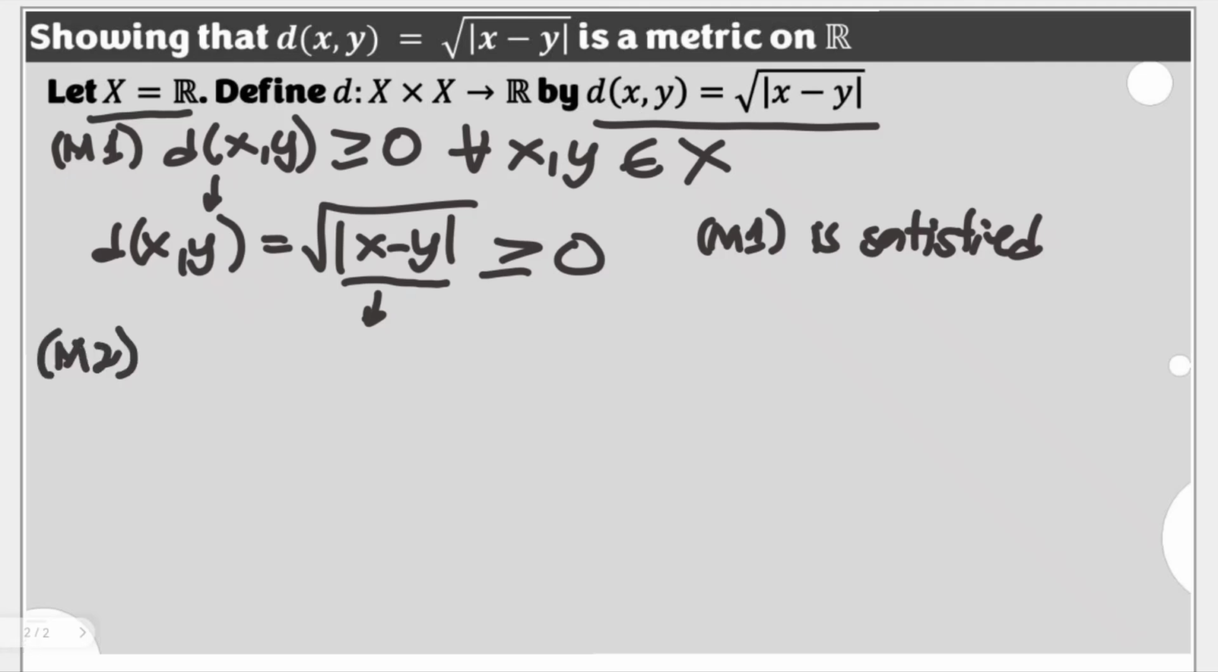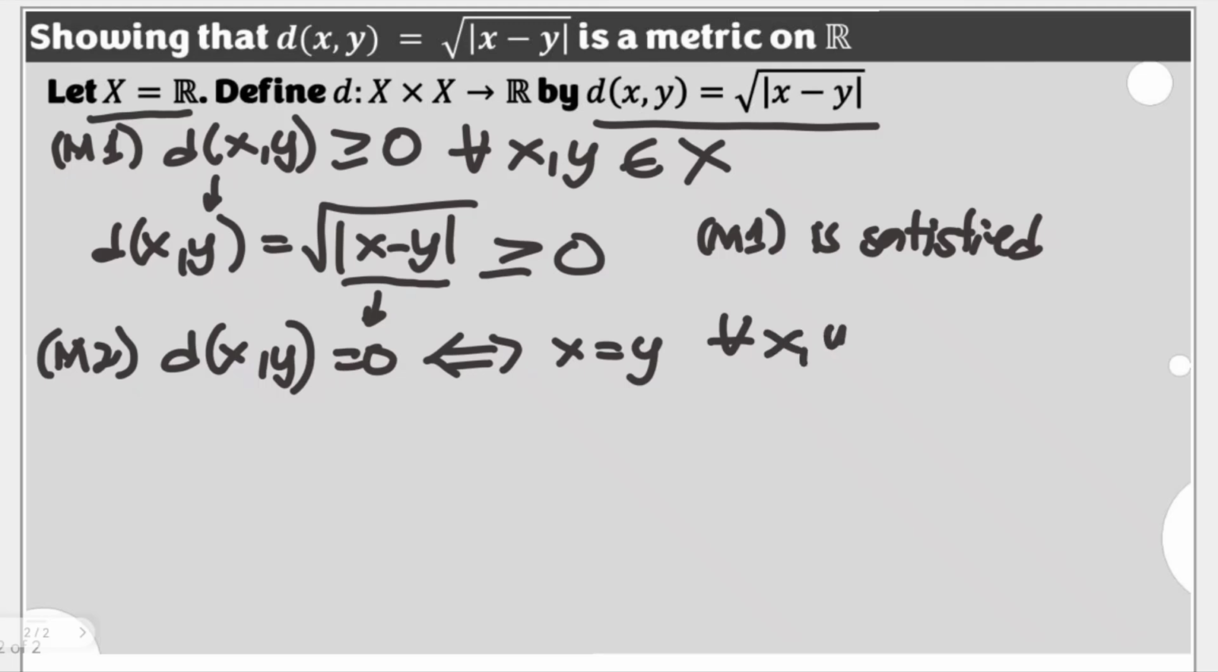M2 states that if the distance of x and y is equal to 0, we can say that this is only possible if and only if x is equal to y for all x and y element of our set X, or in this case, the set of real numbers. So since this is a biconditional, we need to show both ways. Let's start with the if statement.